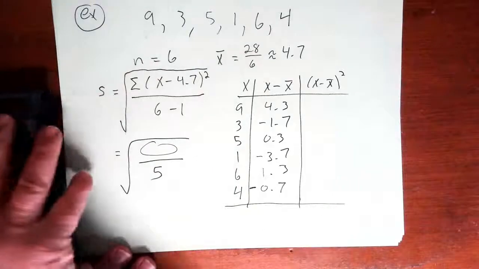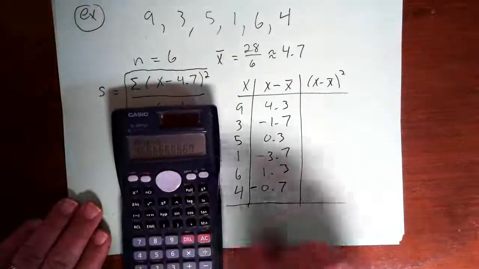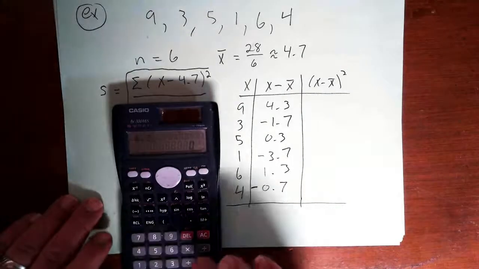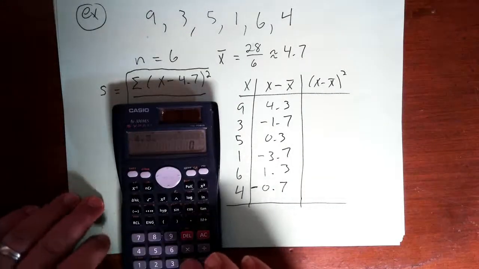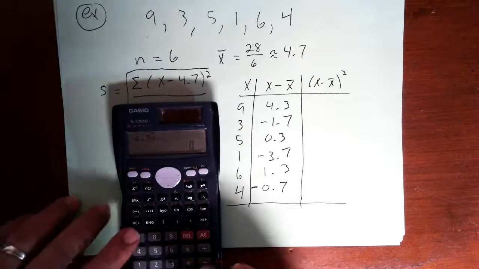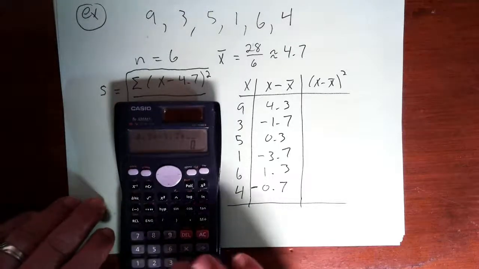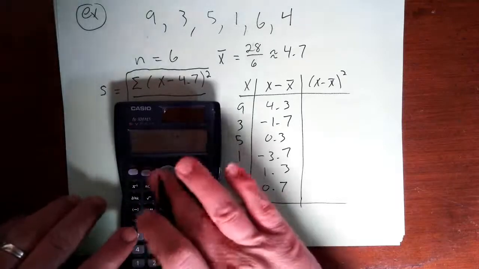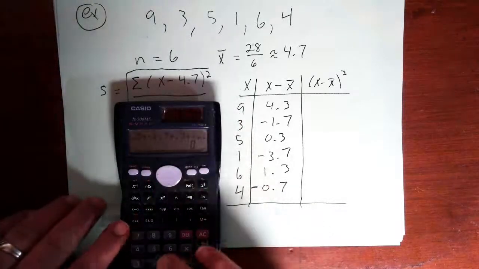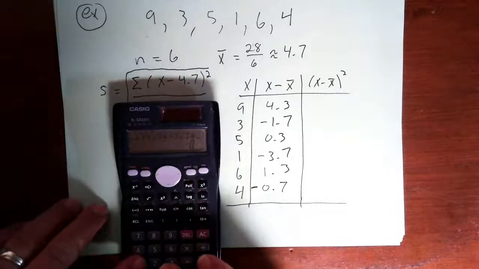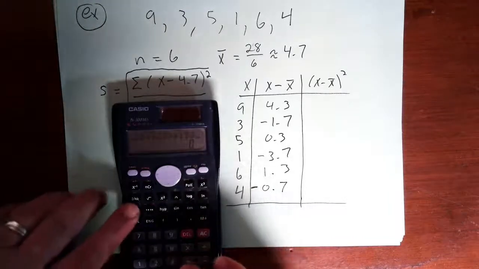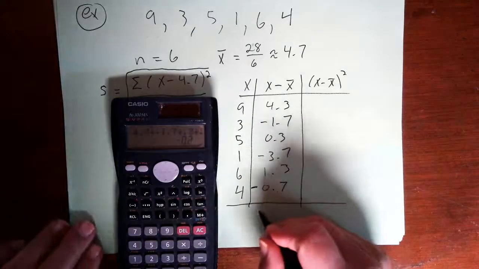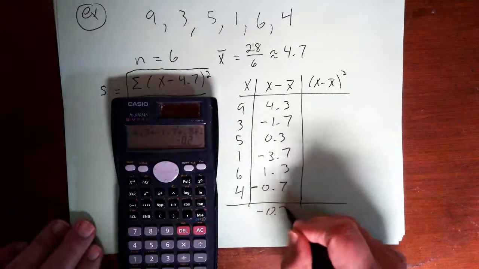And then notice I'm going to add these up, and you're going to see that these aren't necessarily going to cancel each other out exactly. What's going to happen is it's going to be close. So 4.3 plus negative 1.7 plus 0.3 plus negative 3.7 plus 1.3 plus negative 0.7. If I add these up, what I got here was negative 0.2.